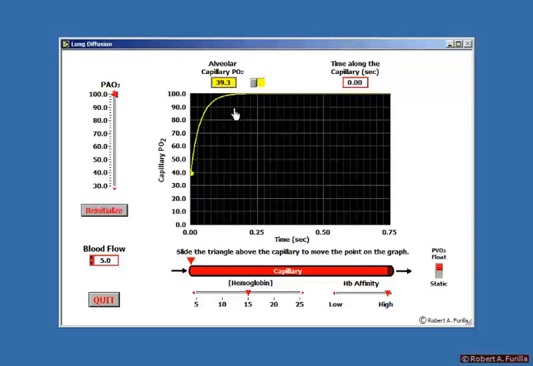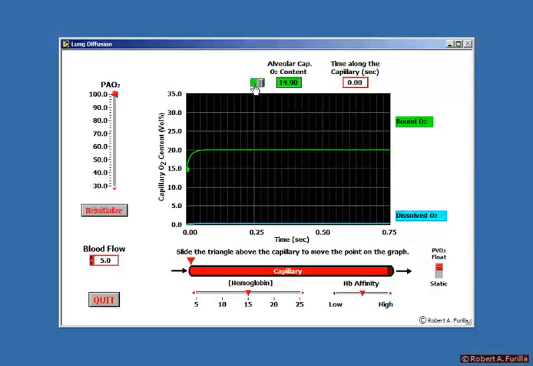It decreased the time. High affinity hemoglobin allows us to reach equilibrium faster because it takes oxygen out of solution faster, thereby decreasing the time to reach saturation. And the opposite, of course, will happen. Let's decrease affinity. And we can see now with low affinity, it's taking longer. And we'll go back to the original conditions.